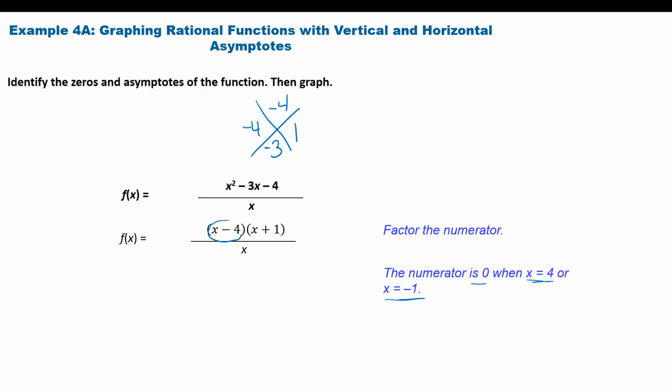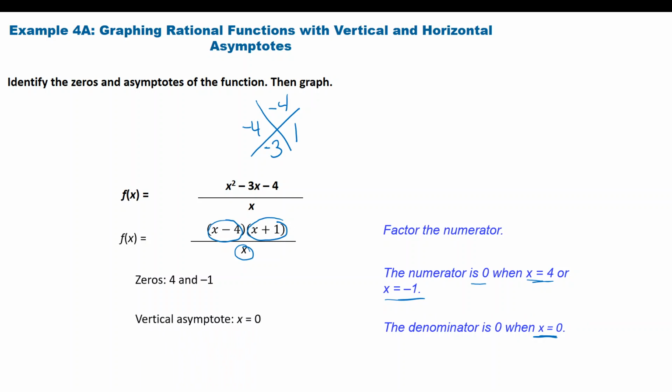Now we can see the numerator is 0 when x equals 4 or x equals -1. If x is 4, this would be 0. If x is -1, this would be 0. So the zeros are at 4 and -1. Now, the next part we need to do is look at the denominator and see when it equals 0. The denominator is 0 when x equals 0, so that tells us that we have a vertical asymptote at x equals 0.